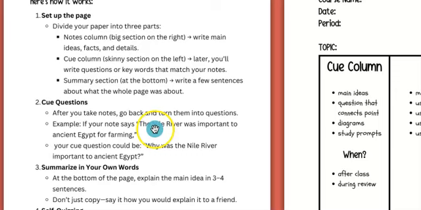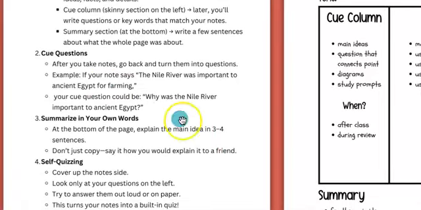So after you take notes, go back, turn them into questions. For example, if your note says, the Nile River was important to ancient Egypt for farming, your Q question could be, why was the Nile River important to ancient Egypt? Right? So if that was your question, and on the right you have the answer, oh, okay. Your Q question identifies what the topic is. Your notes section provides the information to answer it.